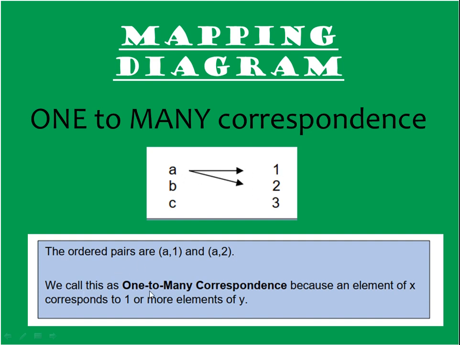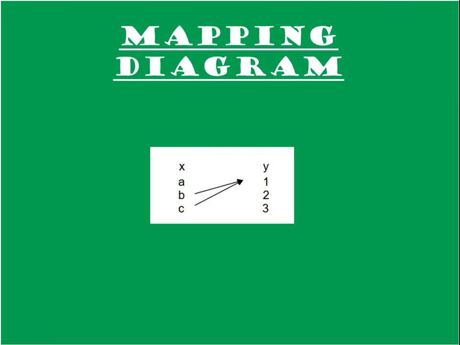We call this as one-to-many correspondence because an element of X corresponds to one or more elements of Y. In Tagalog or in real life, ang tawag dito ay marami kang crush. Okay? Nag-iisa ka lang pero marami ang crush mo. Si stick to one or si one-to-one, iisa lang yung crush niya forever.